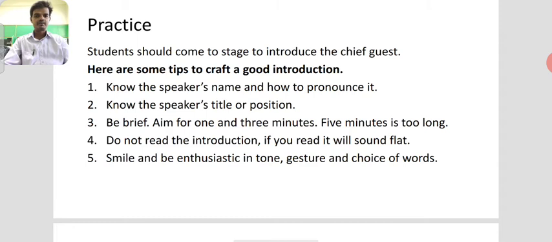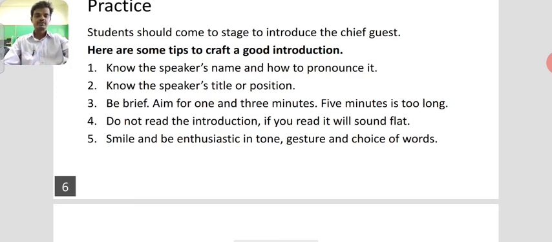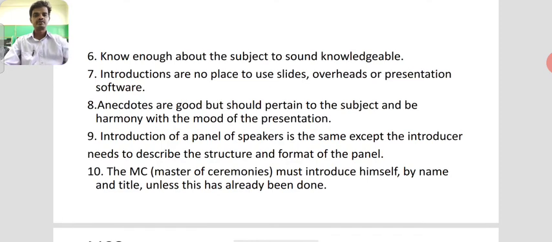And next point, smile and be enthusiastic in tone. Always smile at them, smile on the stage, and use your gestures and choice of words. These are all also very important. Be enthusiastic, be confident. Then only you can do it properly. Next, go to the sixth point. Know enough about the subject to sound knowledgeable. It sounds good because you have knowledge. Then only you will be able to manage the situations.